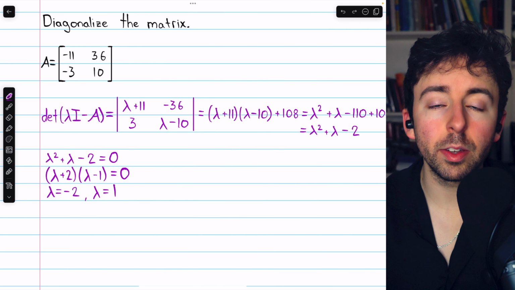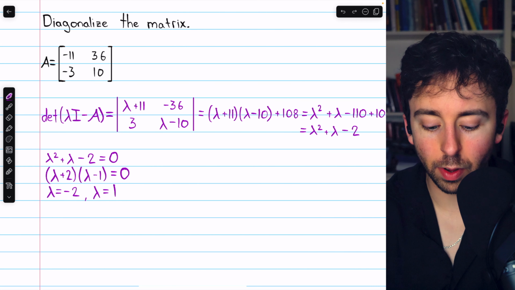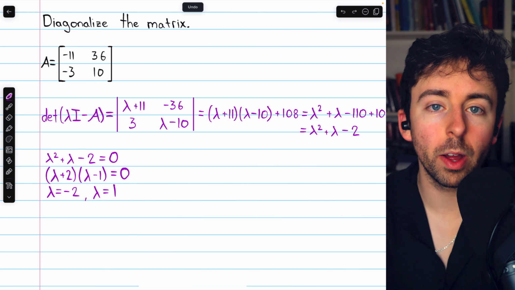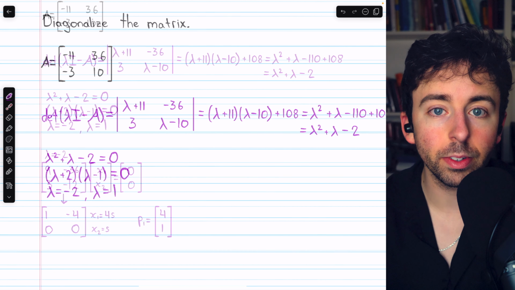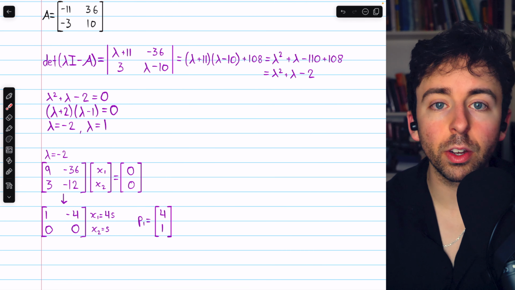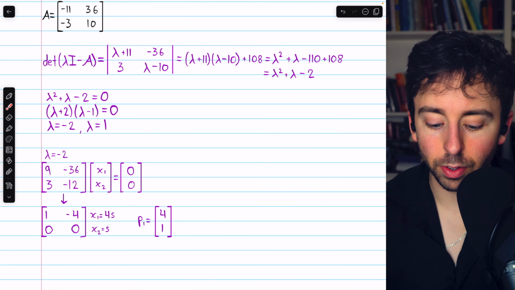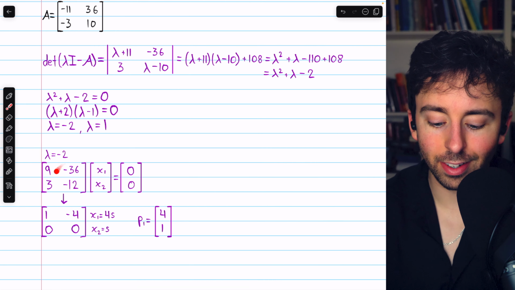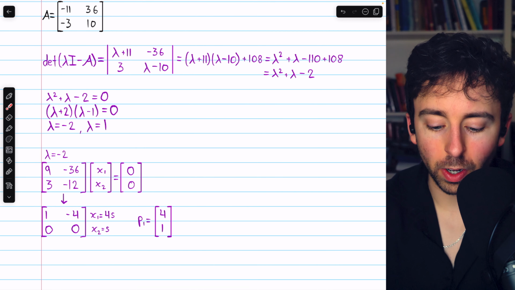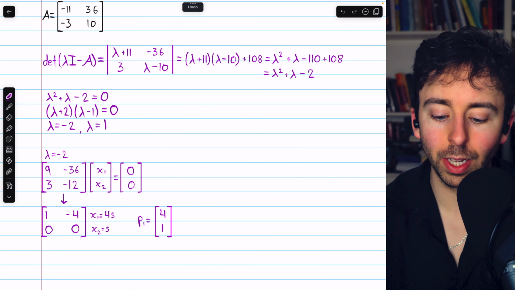But in order to actually find the matrix that diagonalizes A, we need to now find the eigenvectors corresponding to these eigenvalues. Beginning with the eigenvalue negative 2, we need to find a basis for the corresponding eigenspace. Hence, we need to find a basis for the solution space of this system. This coefficient matrix is just this matrix, but with lambda equals negative 2 plugged in.